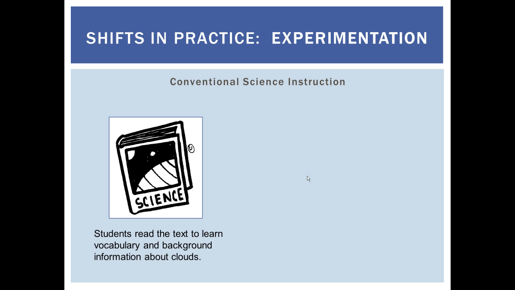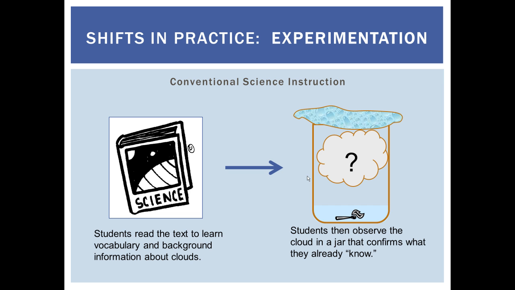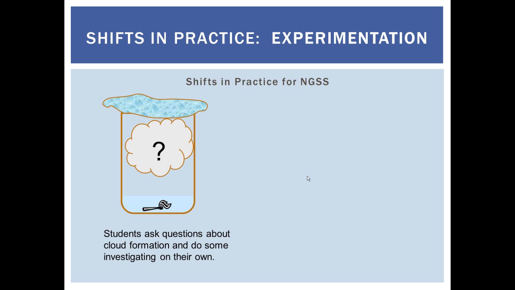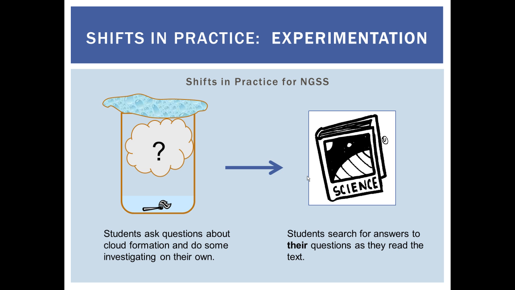In a conventional science classroom, teachers frequently assign reading at the beginning of the unit so that students have the opportunity to learn vocabulary and background information. Then at the end of the unit, students do a lab where they confirm what they already know. Now, we would like for students to do the activity first. Use this demo to have them generate questions about cloud formation and give them some time to do some investigating on their own. Then, students read the text in order to search for answers to their questions.